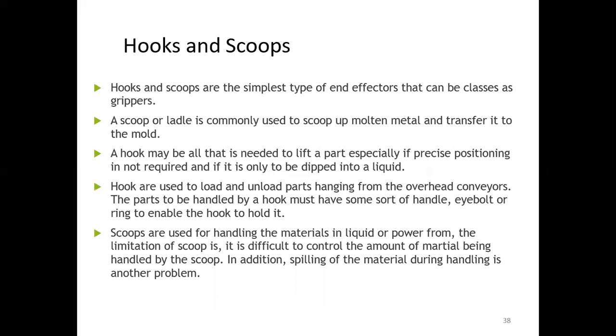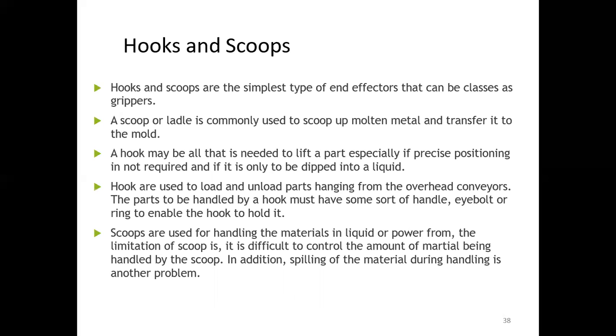So next, hooks and scoops. This is used to lift the material. Hooks and scoops are the simplest type of end effector that can be classed as grippers. The scoop or a ladle is commonly used to scoop up molten metal and transfer it to the mold. The hook may be all that they need to lift a pot, especially if precise positioning is not required and if it's only to be dipped into a liquid.